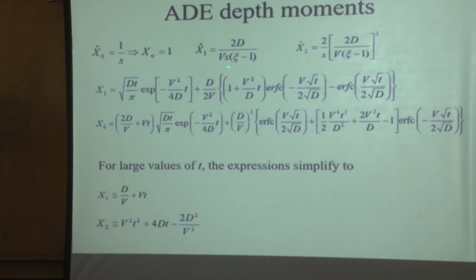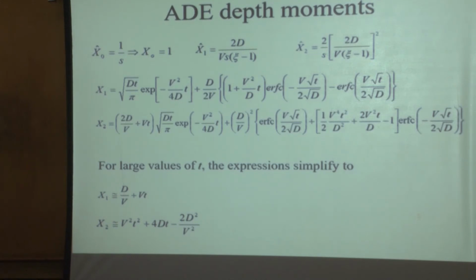X sub 1 hat is this quantity. X sub 2 hat is this quantity. Okay? And it's a little painful to actually do the inverse Laplace transform, but you get these long expressions for x sub 1 and x sub 2. So that is your expression for the first spatial moment and the second spatial moment, all in terms of t. So what that says is, this curve that you are seeing is given by that expression. If I put one value of t, I'll get one curve. If I put another value of t, I'll get another curve.